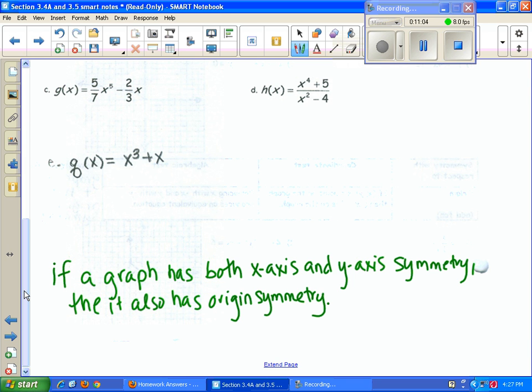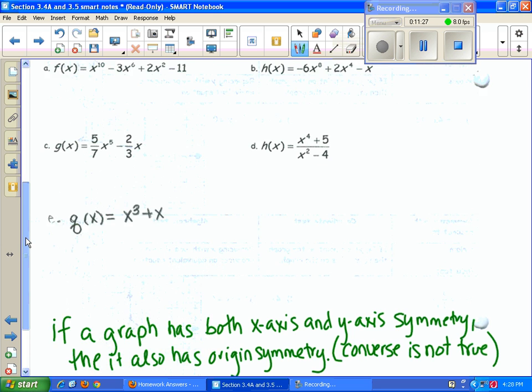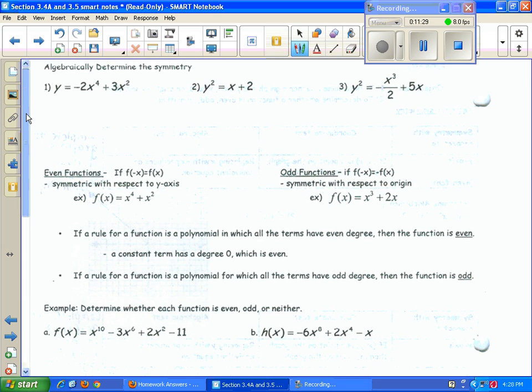However, the converse of this is not true. That means that just because it has origin symmetry does not mean that it has both x-axis and y-axis symmetry. You can only say that if it has x-axis and y-axis symmetry, then it automatically has origin symmetry. On this page, we're going to algebraically determine the symmetry. So we have to do those tests.